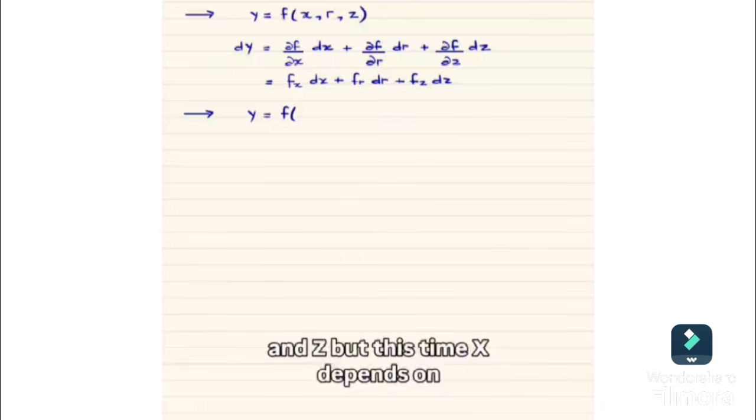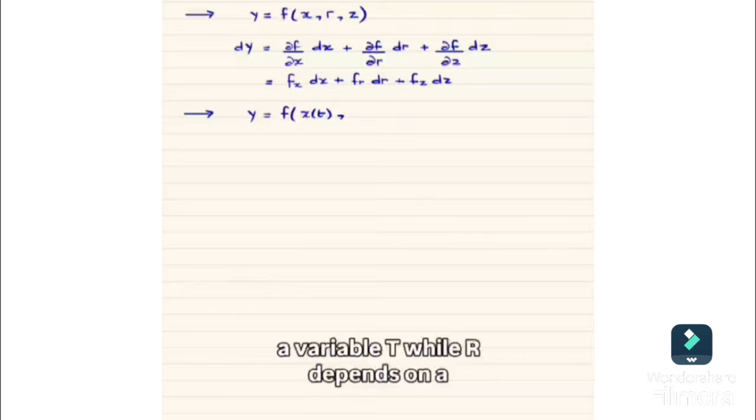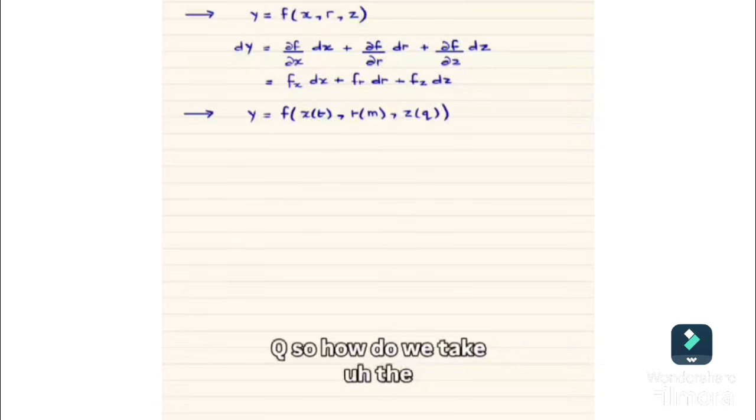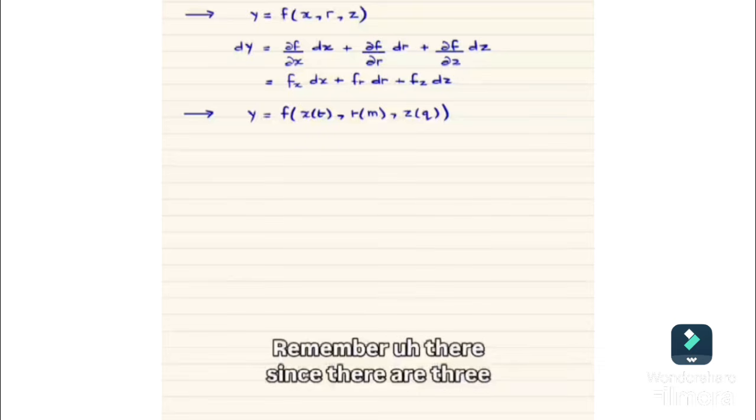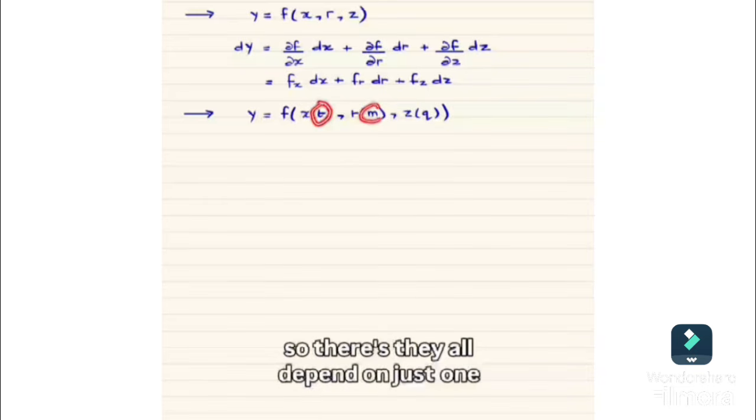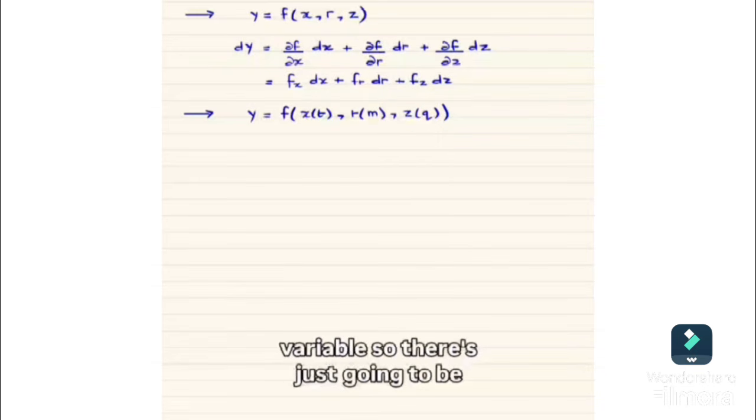But this time x depends on a variable t, while r depends on a variable m, and z depends on a variable q. So how do we take the total derivative now? Remember, since there are three variables again, I'm going to be adding three terms. They all depend on just one variable each, so there are just going to be three terms added.